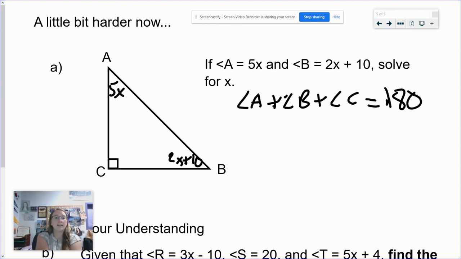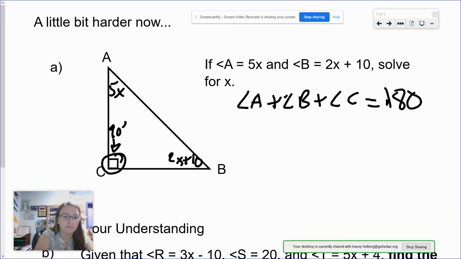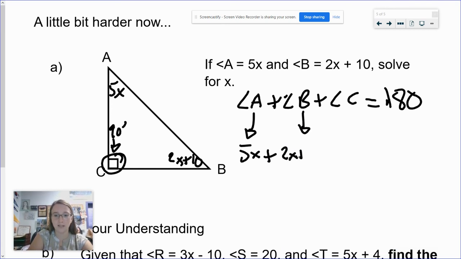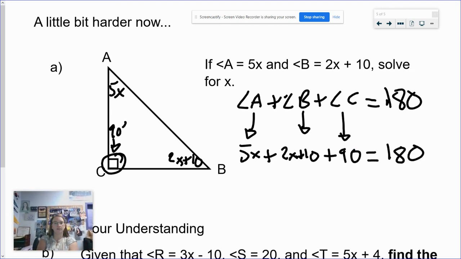So I'm going to add these three angles once again. What degree is that? 90, it's the right angle. I'm going to add these three angles together, set it equal to 180 and solve. Angle A is 5x. Angle B is a full 2x plus 10. Angle C is 90 equals 180. Take a second to try and solve that.